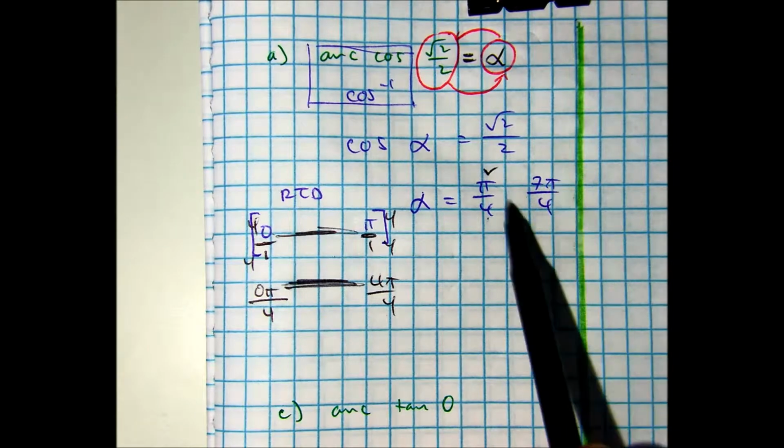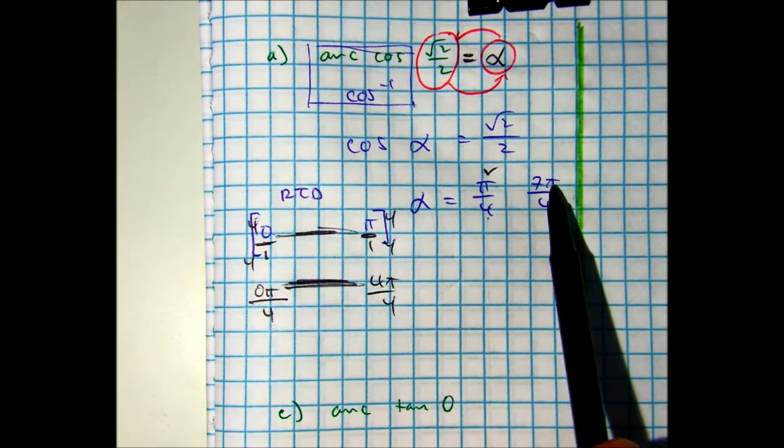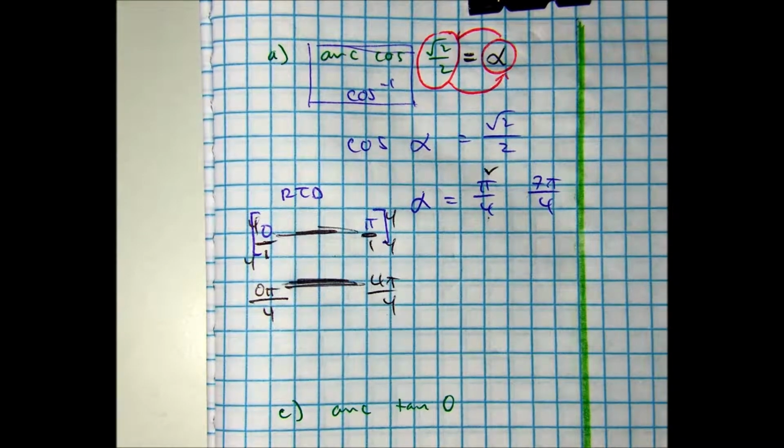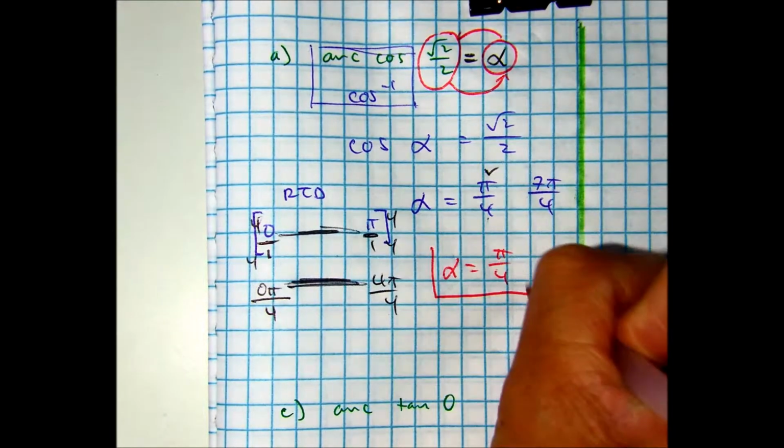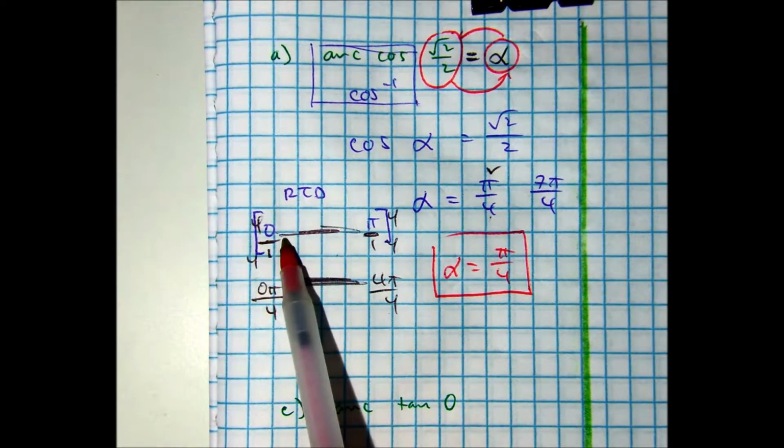If I add 8 pi over 4 to this, that would be too big. That would be 15 pi over 4. So my final answer is alpha equals pi over 4. Double check your answer that it fits within your restricted domain.